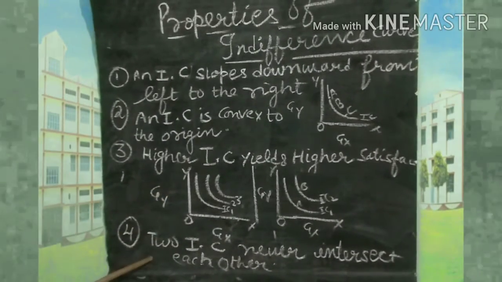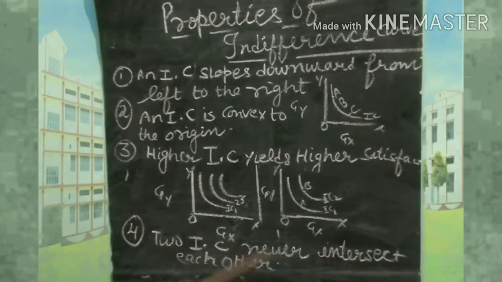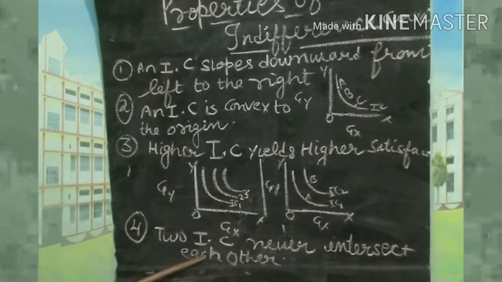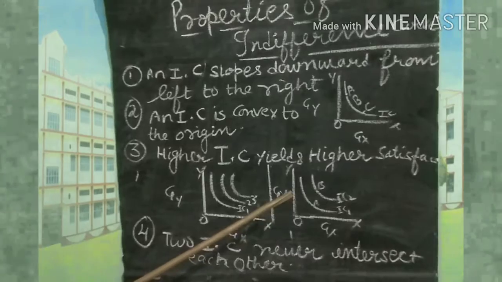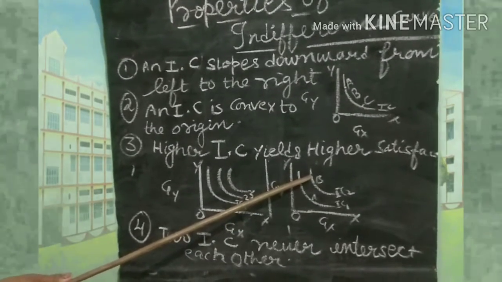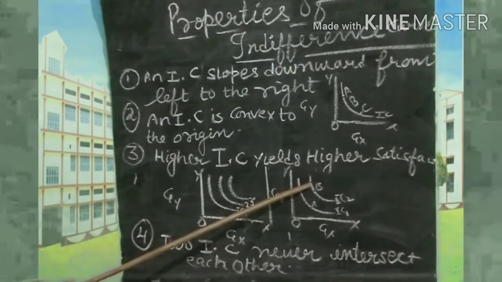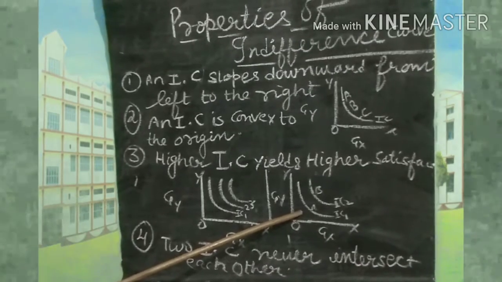Then the fourth heading: two indifference curves never intersect each other. An important property of indifference curves is that they may lie close to each other, they may be parallel to each other, but they never intersect. If two indifference curves intersect each other, this would imply that a combination of two goods corresponding to the point of intersection would give two different levels of satisfaction, which is absurd.